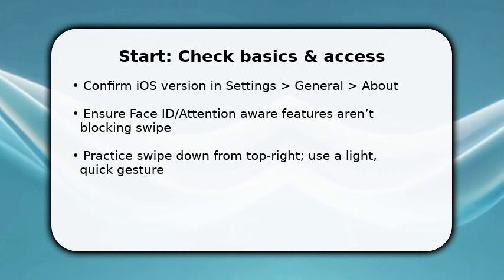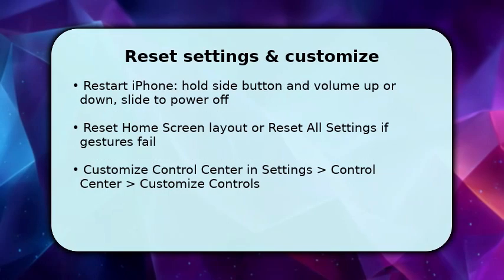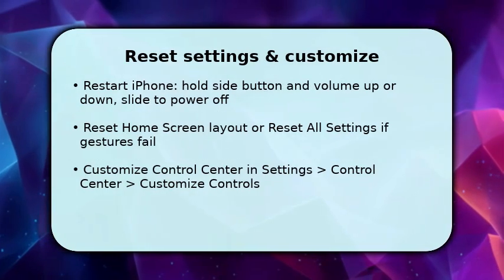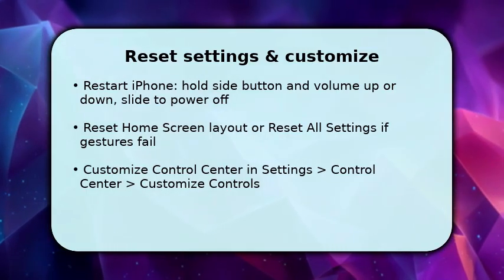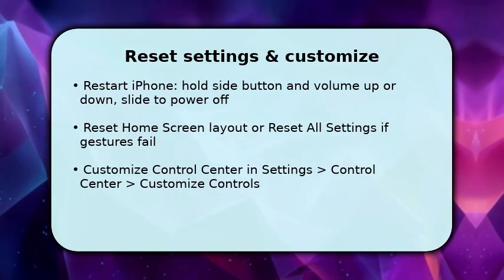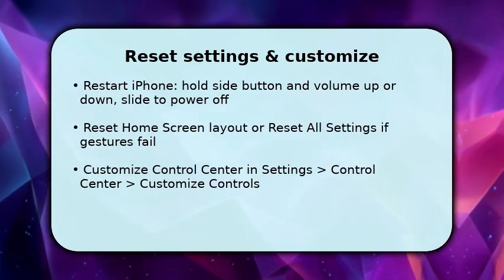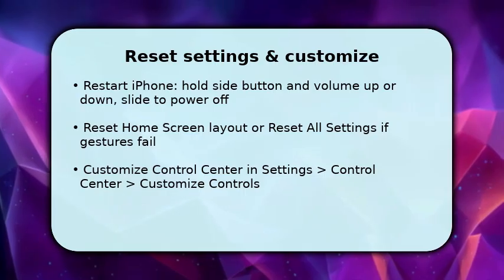Now you'll perform targeted resets and customization. First, restart the iPhone to clear transient glitches. Hold the side button with a volume button, slide to power off, then power on. If the Control Center still misbehaves, go to Settings, General, Reset, and choose Reset All Settings. This preserves data, but restores gesture configs.